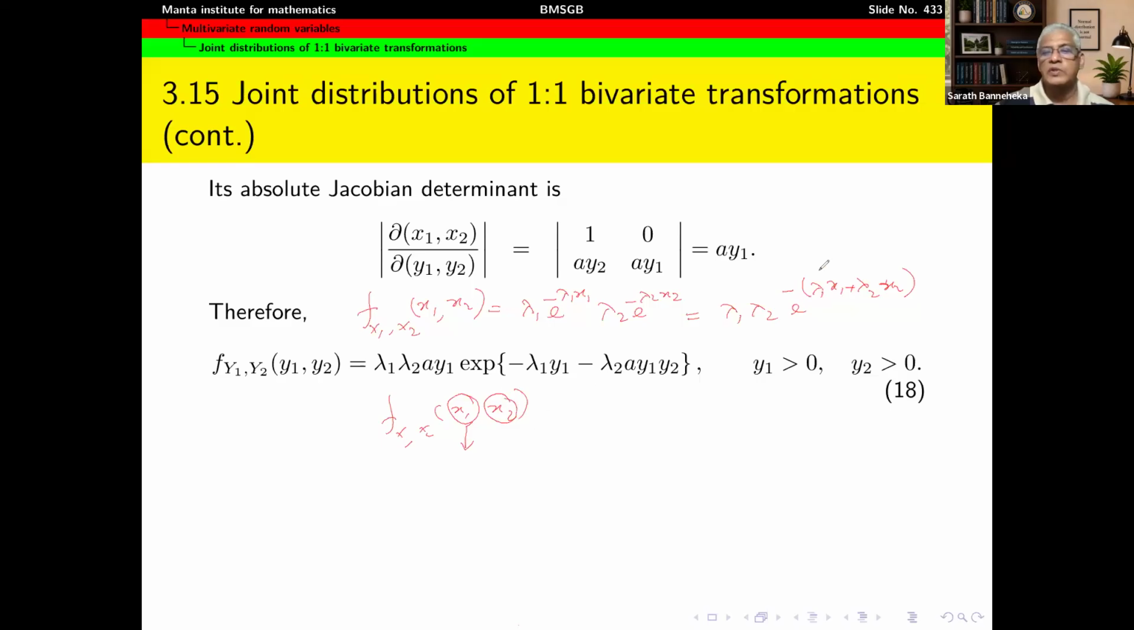Now when you're substituting here, the arguments have to be replaced by some functions of y1, y2. So we have to substitute x1 equal to y1 and x2 equal to a times y1 y2. So that's what you have here, lambda1 and lambda2. And then this a y1 part is coming from the determinant of the Jacobian. So you get this expression.